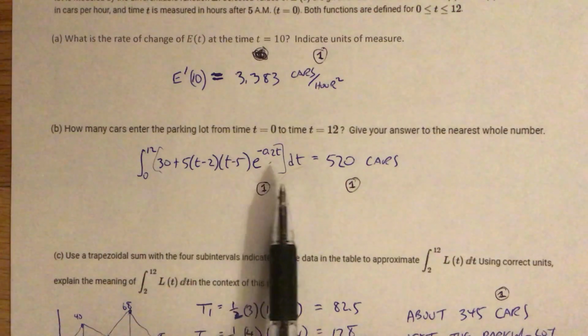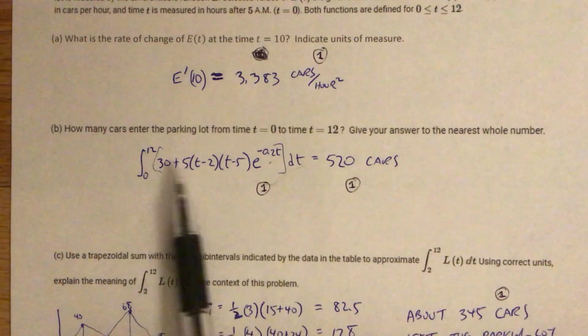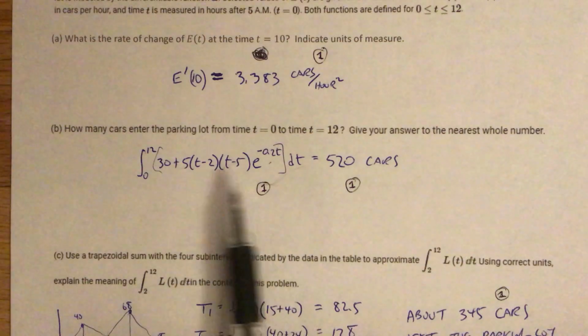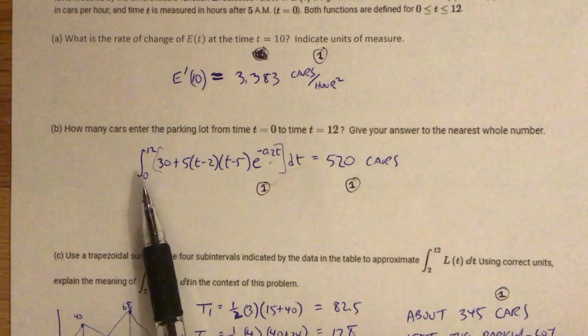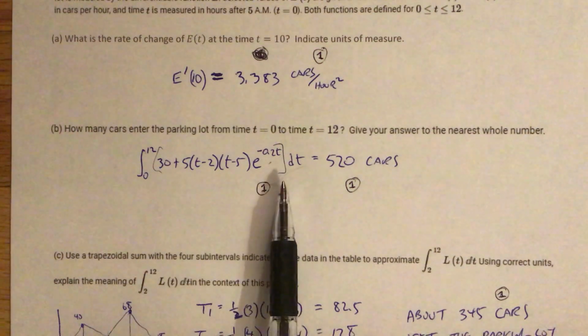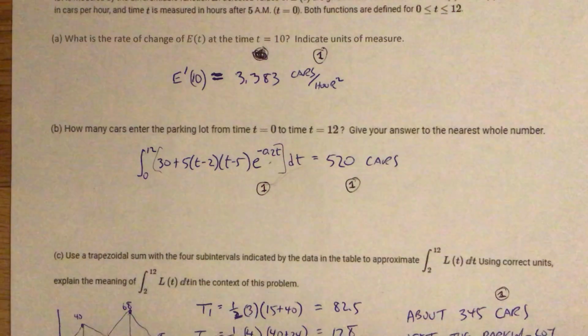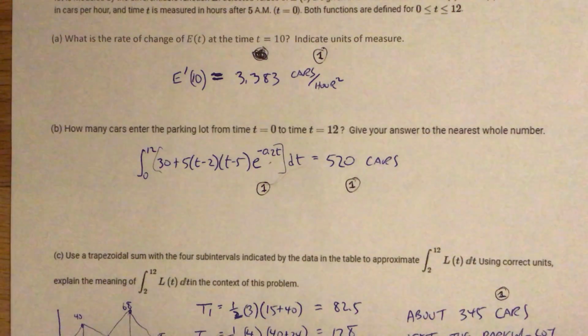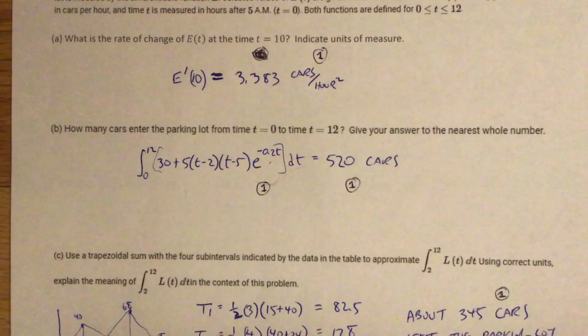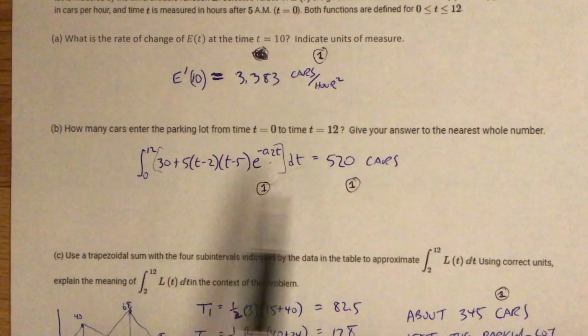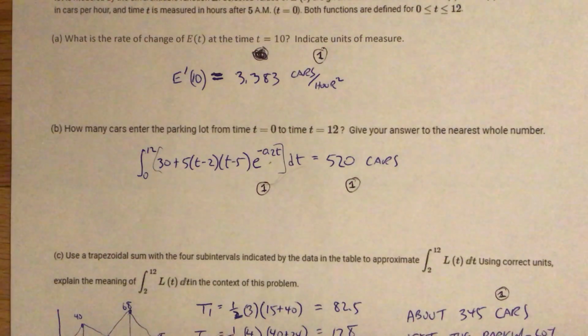If you throw this into a calculator, once again, to do this by hand would be extremely difficult, but it's calculator active because it's got a funky function here. If you just throw this into the calculator, it'll pump out a little over 520, but set to the nearest whole number, it rounds to 520 cars. So basically, over those 12 hours, that rate of change function integrated tells you that 520 cars total have come in.